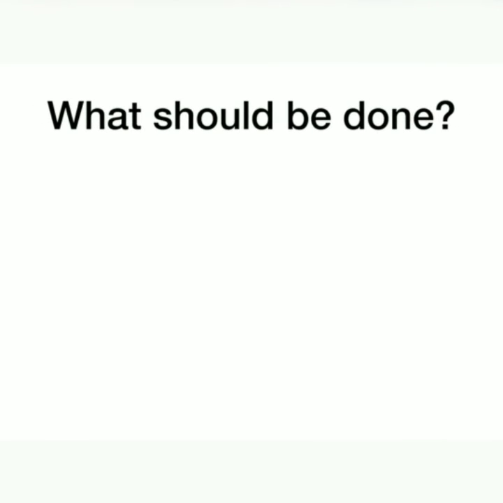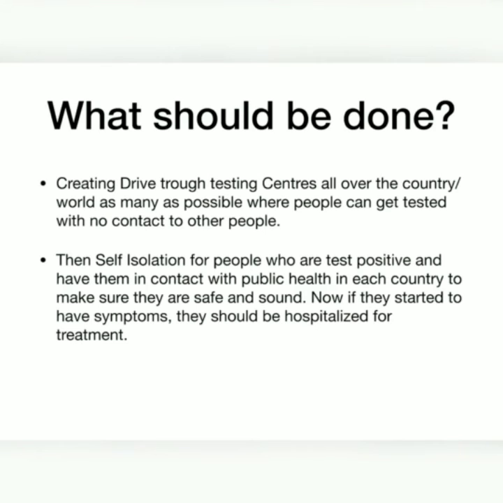So now what should be done? For sure, creating drive-through testing centers all over the country, in Canada and all over the world, is a must, and it could test as many people as possible. And as I mentioned before, we could self-isolate those people until they become symptomatic, and they could contact public health to be able to get the proper treatment, or in certain cases to be hospitalized. So how we could control the spread of this virus is that the more testing we do, the more successful we are in controlling the spread of the disease, as South Korea has done before.